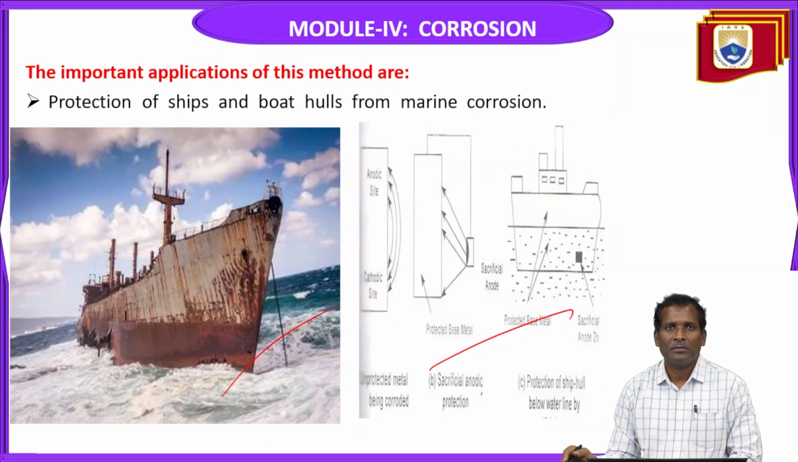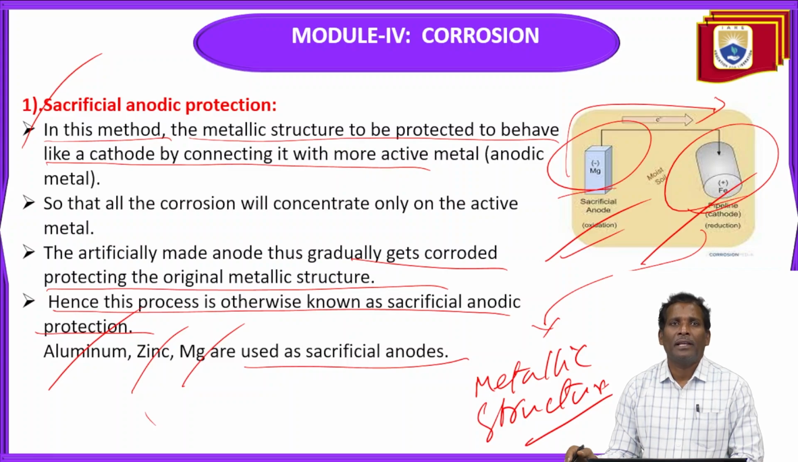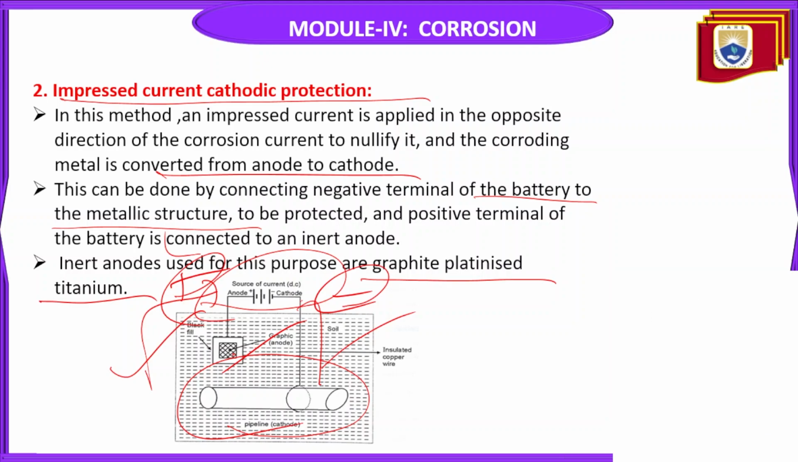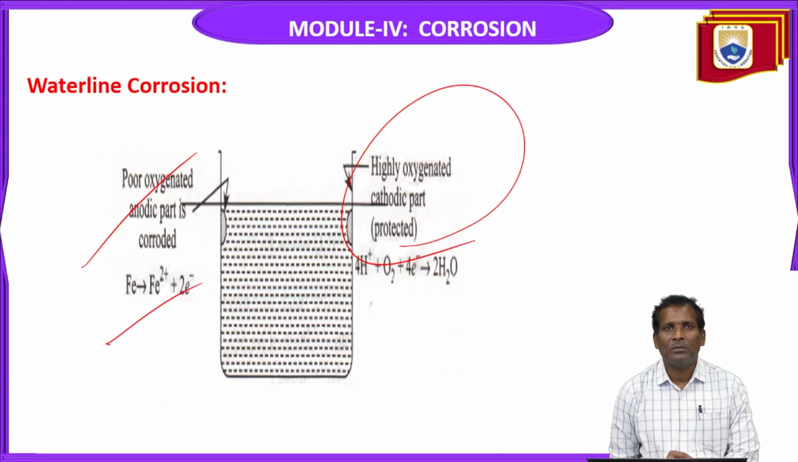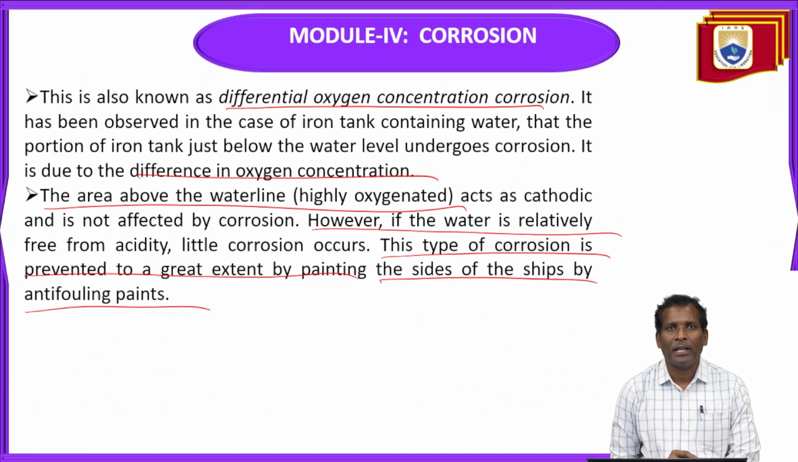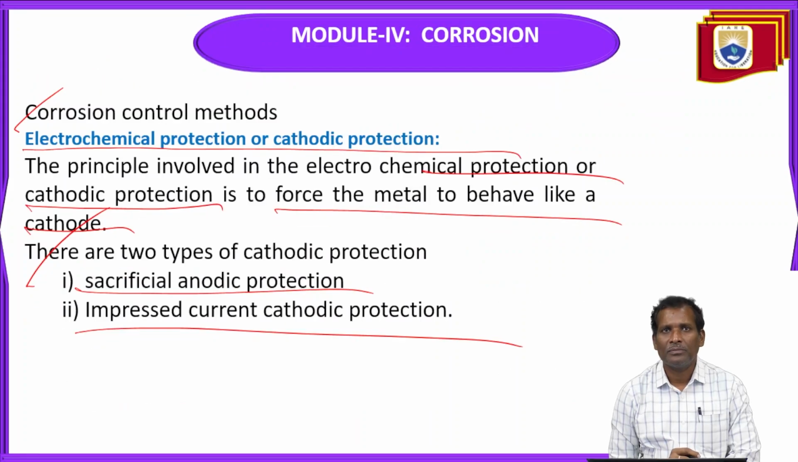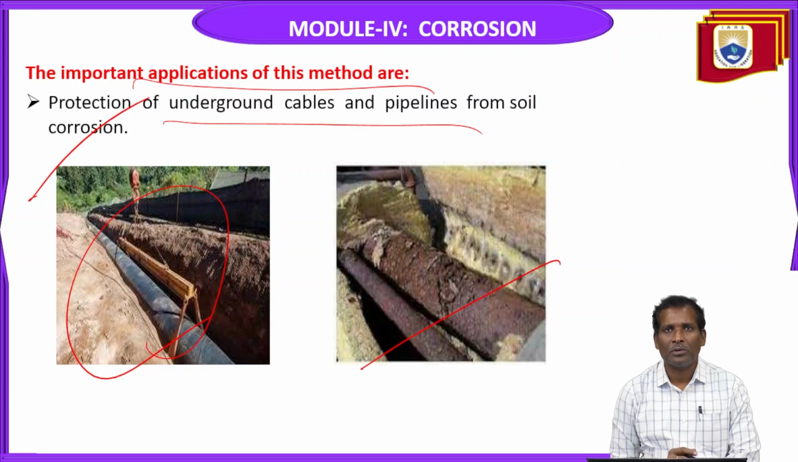So in this, we have discussed sacrificial anodic protection, and then impressed current cathodic protection. We have discussed two methods here. So in this, we have shown waterline corrosion and the waterline corrosion equations, and then corrosion control methods have also been studied, and we have shown the important application diagrams.